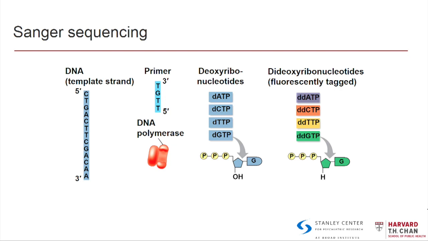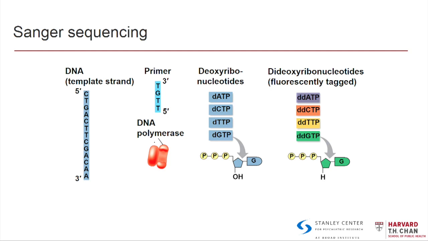So the other ingredients include primer DNA. So these are short strands of DNA that are complementary to a piece of the template strand. So you'll notice that this TGTT is the same as the bottom of this template strand here, the ACAA. So we know that this primer piece will attach to this location on the template strand.